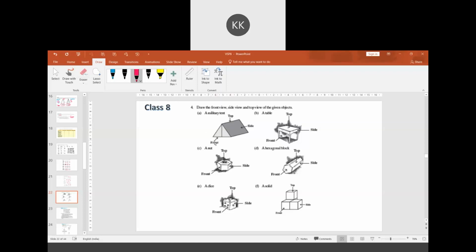Because they have given an arrow mark here. It should be viewed from here. What about the side view? Parallelogram. It looks like a parallelogram, sir. You want me to draw that triangle?